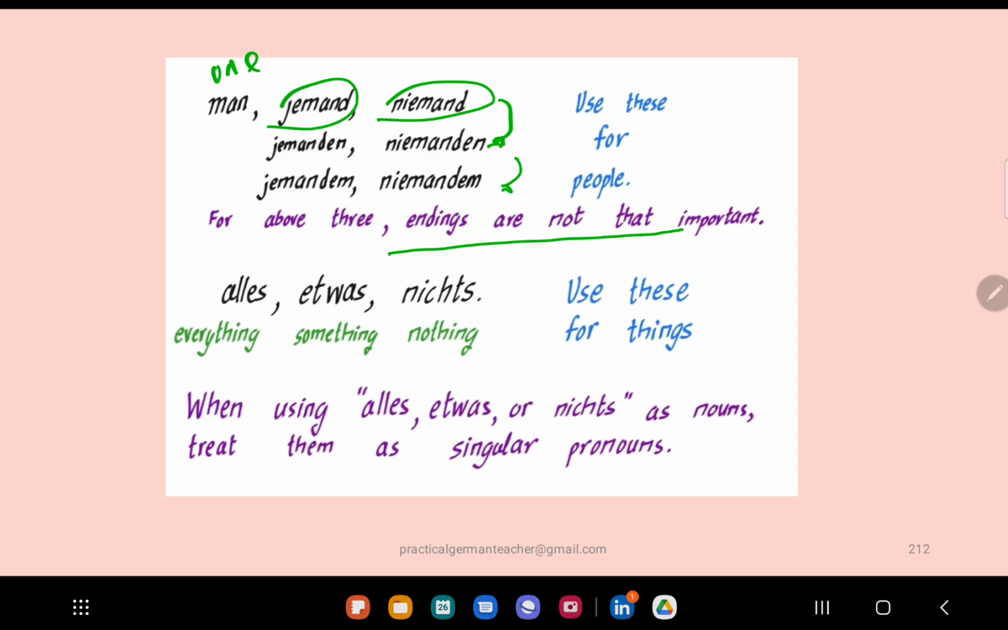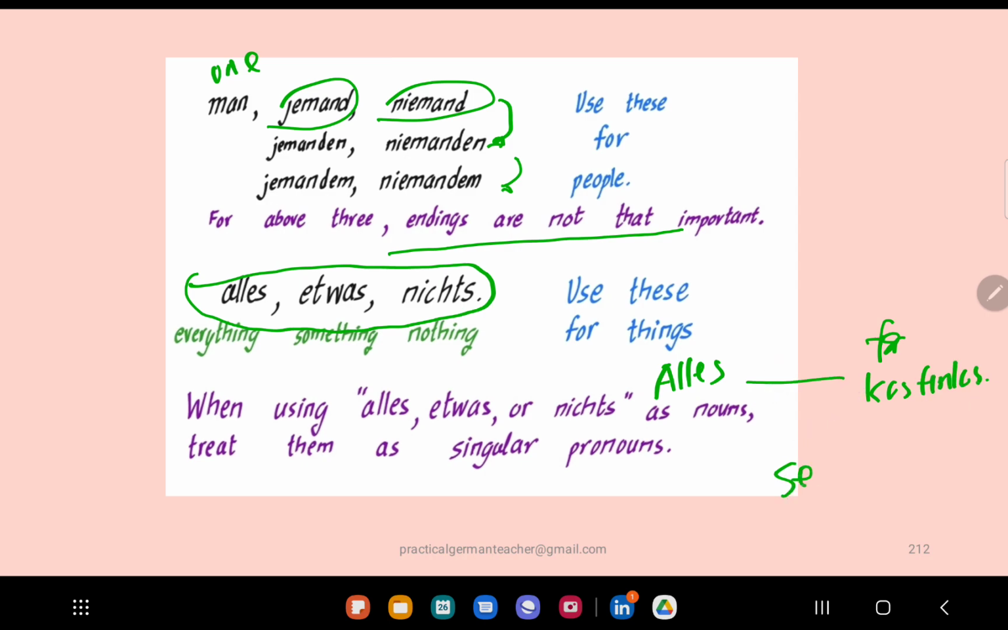Then you have alles, etwas, nichts. Again, you can use them as pronouns. When you use them, make sure you conjugate the verb for third person singular. So if you want to say everything is free, so everything, alles, free is, when I say free, I mean no money involved, so cost-free. Now the verb that you will use is sein, right? So sein you conjugate for third person singular, that is ist.